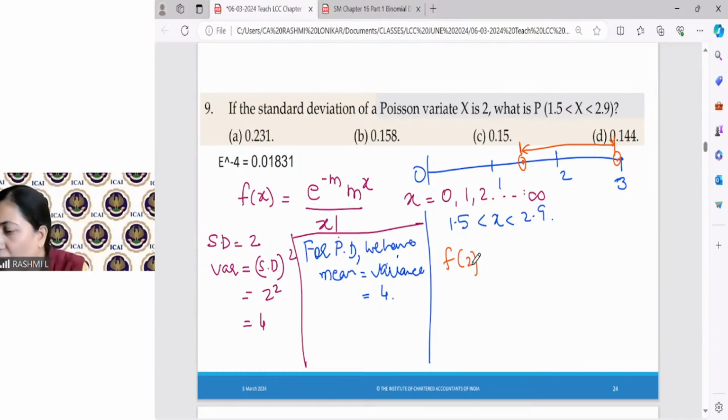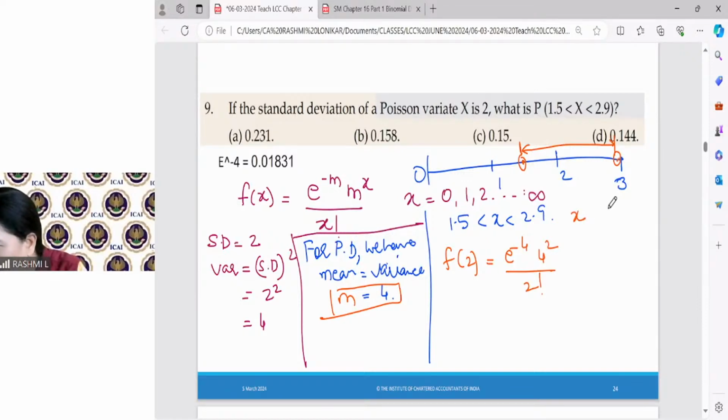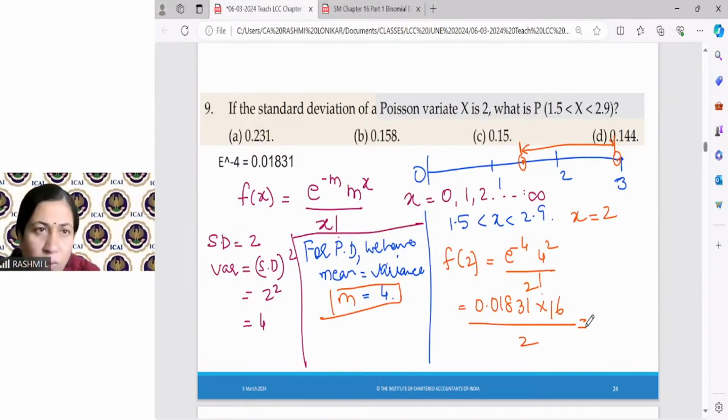Okay. Now f of 2 will be equal to e raised to minus m, m is what? M is 4. E raised to minus 4, 4 raised to 2 upon 2 factorial. Okay. So my x is nothing but 2. Now e raised to minus 4 is already given to me. This is equal to 0.01831. This 4 squared is 16 and 2 factorial is 2. Can you calculate and tell me the value? What value will I get?